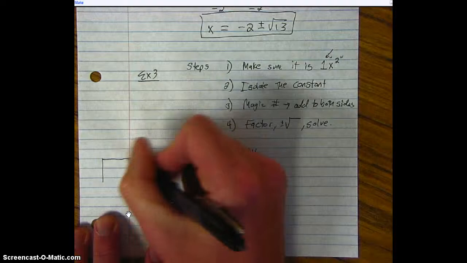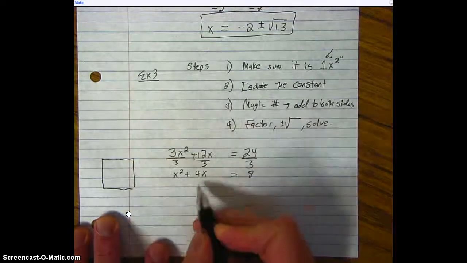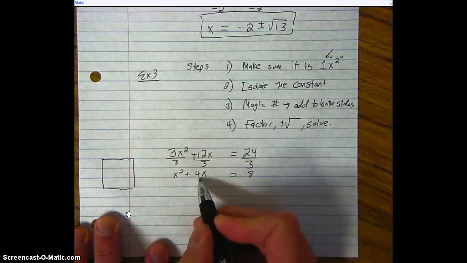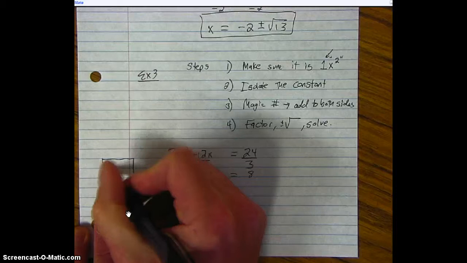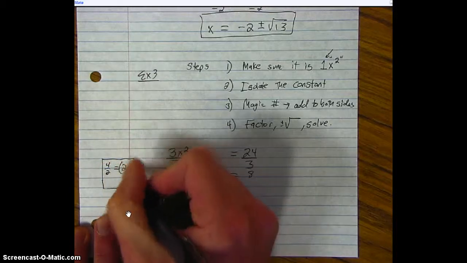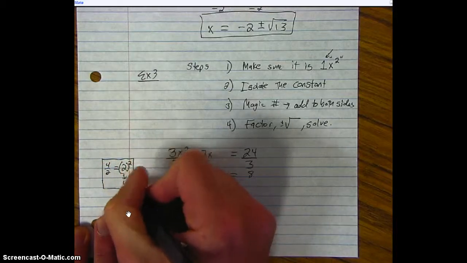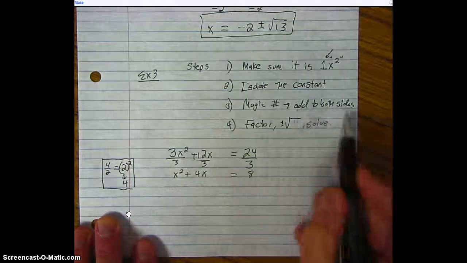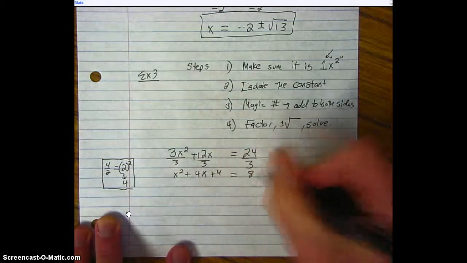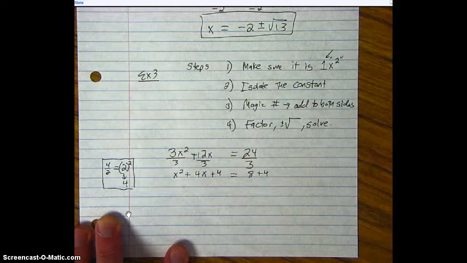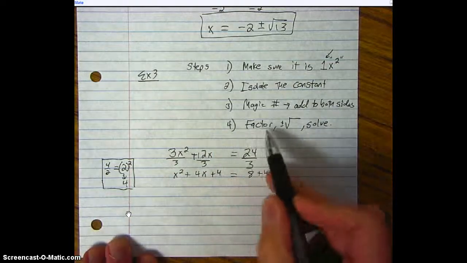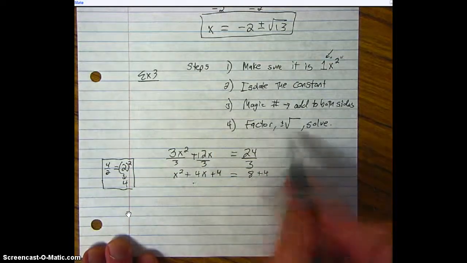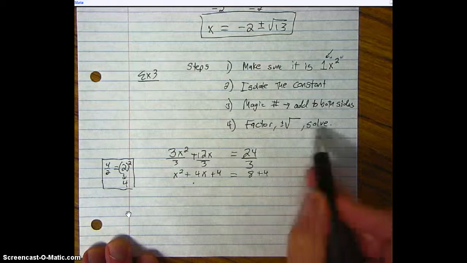Next, let's do the magic number. Again, we have 4 like we did in the previous example. You're going to cut that in half, which gives you a 2. You're going to square that, which gives you a 4 again. This is the magic number that you add to both sides. Plus 4 and 8 plus 4. Step 4 is kind of a multi-step. You factor this, you take the plus and minus square root of both sides and solve.